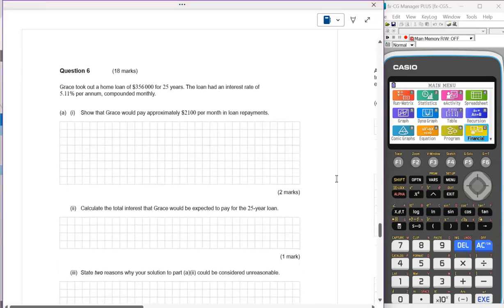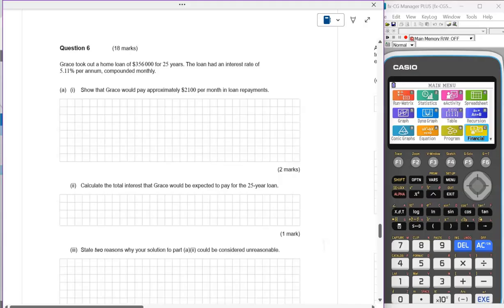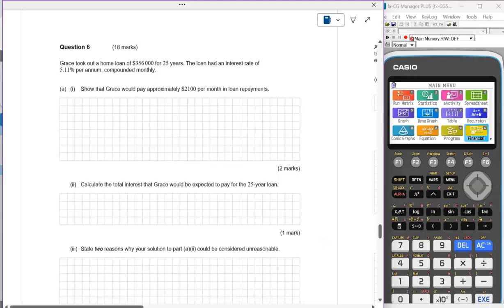Okay, looking at question 6 of the 2023 SACE Stage 2 General Math exam, you can see it's another finance question. This one was a little bit longer, over 3 pages, and it also involved an offset question. So let's get straight into it.